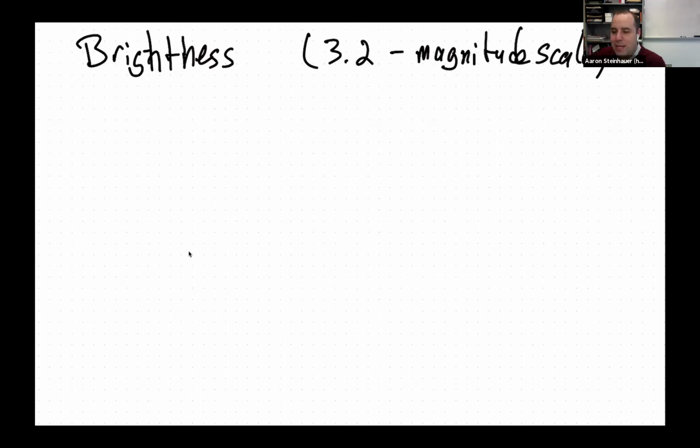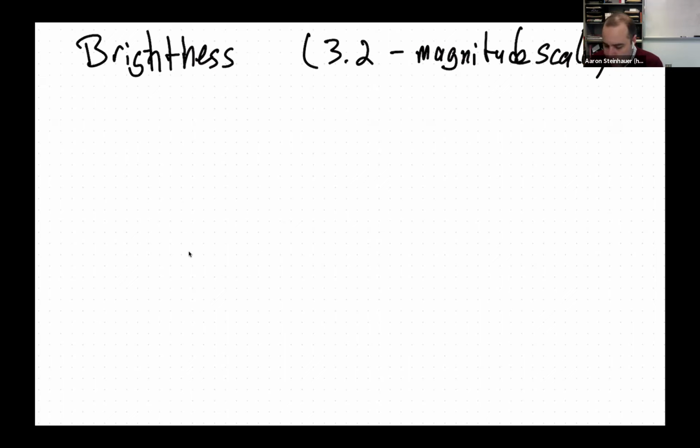It was defined by somebody in the 1800s, but they were only using it so that Hipparchus's scale would kind of be preserved in some numeric way. And so here it is, the magnitude system. That's the story of it. That's why we're stuck with it.